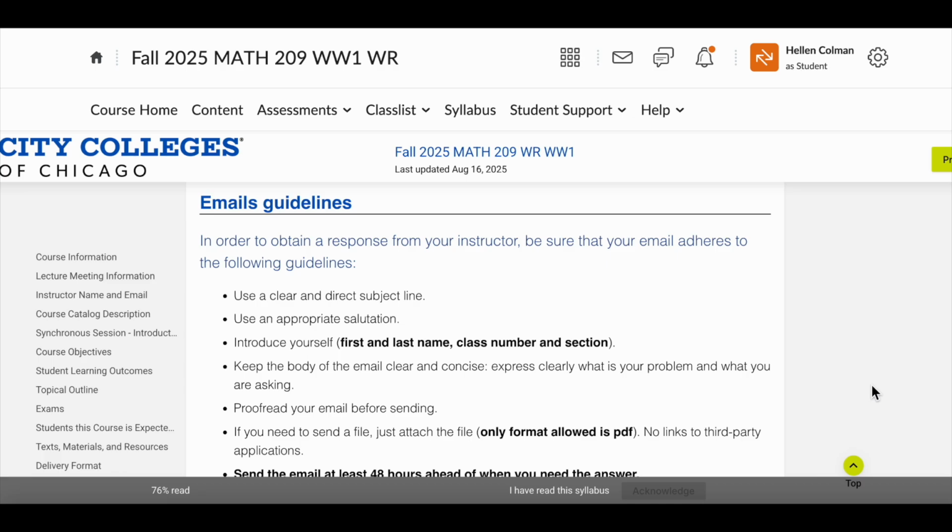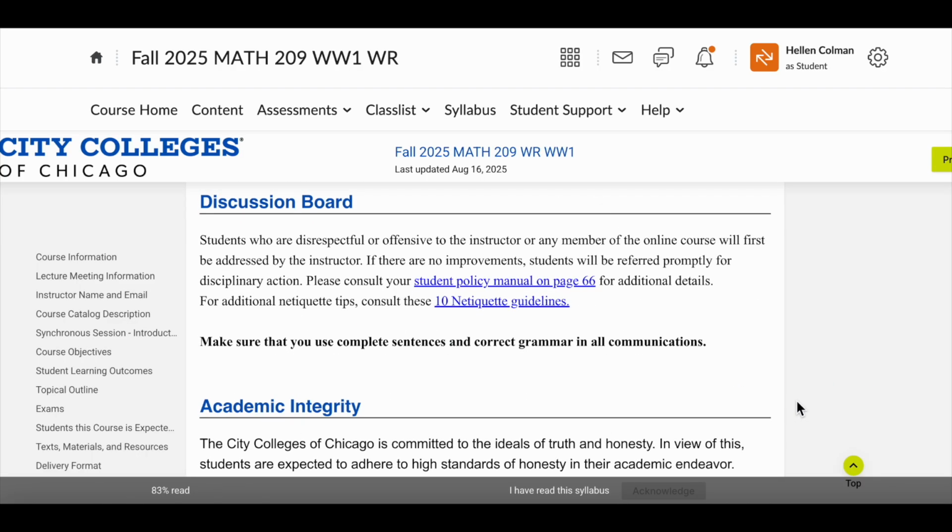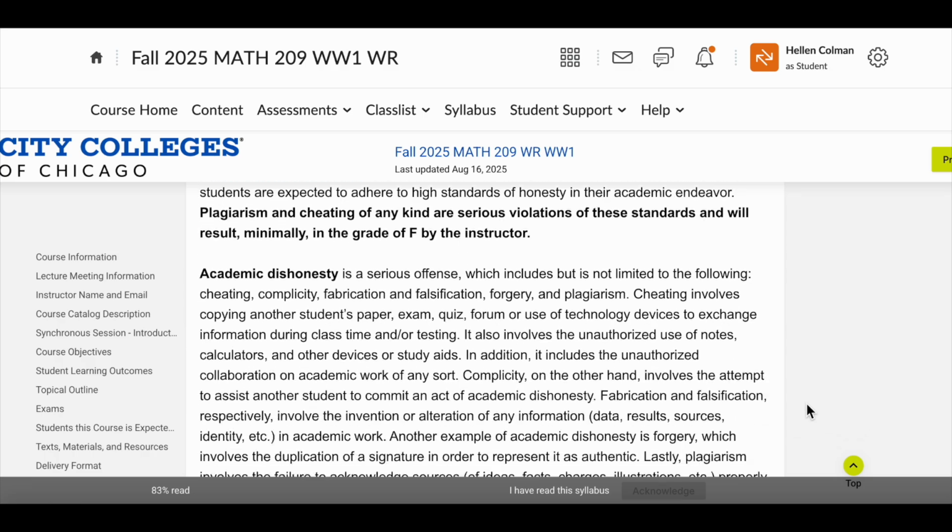Also, the email guidelines are very important. I will not answer any email that doesn't follow the email guidelines. So be sure that you read it and understand. Especially, it's very important that you tell me who you are when you write an email. Also, very important about the emails, whatever you need, you should ask it at least 48 hours before you need it. This includes also office hours. Be sure that you also check all the policies for the discussion board.